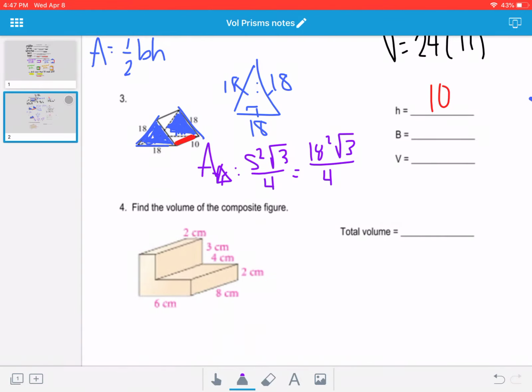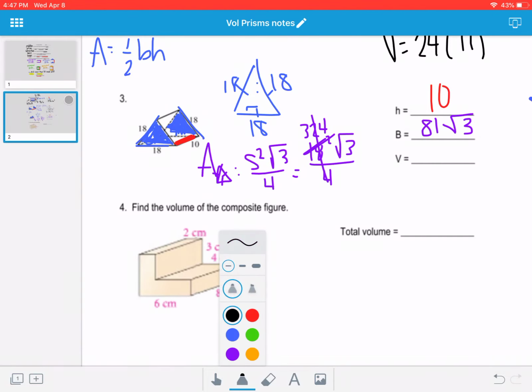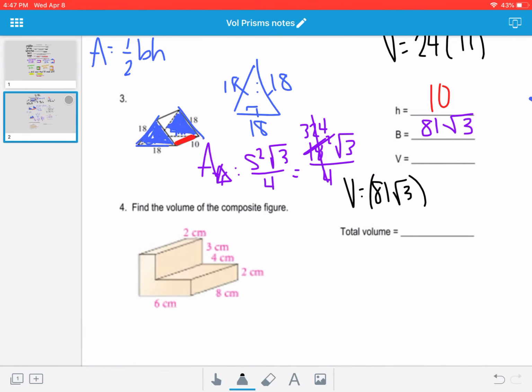18 squared is 324. And 324 divided by 4 is 81. So big B is going to equal 81 square root 3. To find the volume then, it's big B, the area of the base, times the height of the prism. If we were to find the exact volume, we would say it's 810 square root 3 units cubed.